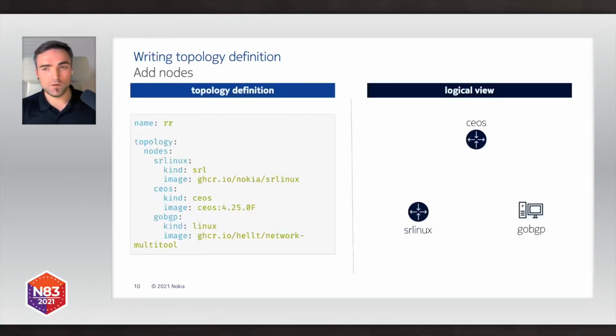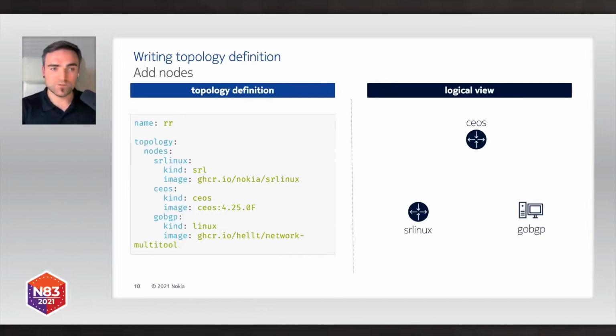Now, let's see how we can add different nodes. We just saw that adding an srlinux node is really easy, and it is exactly the same for cEOS, for example. We specify the kind, which is cEOS for the Arista cEOS, and we specify the image for this node. As far as GoBGP is concerned, we set the kind to linux because it's a simple Linux container that we use, and this container image will already have GoBGP installed.